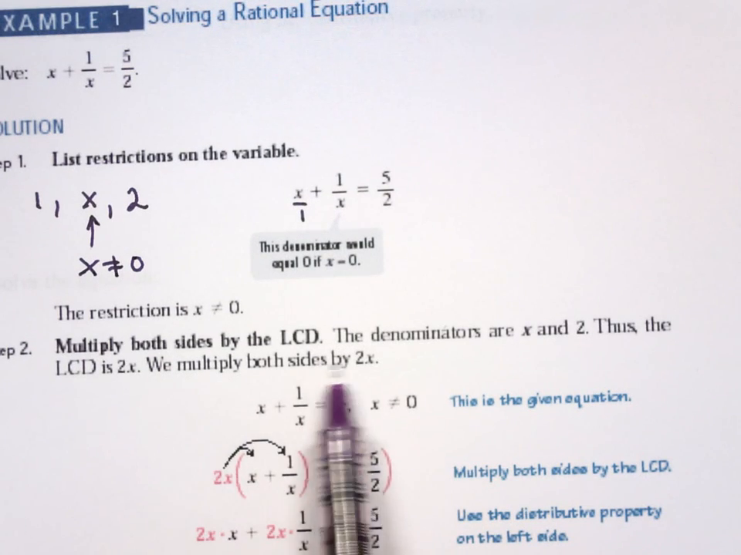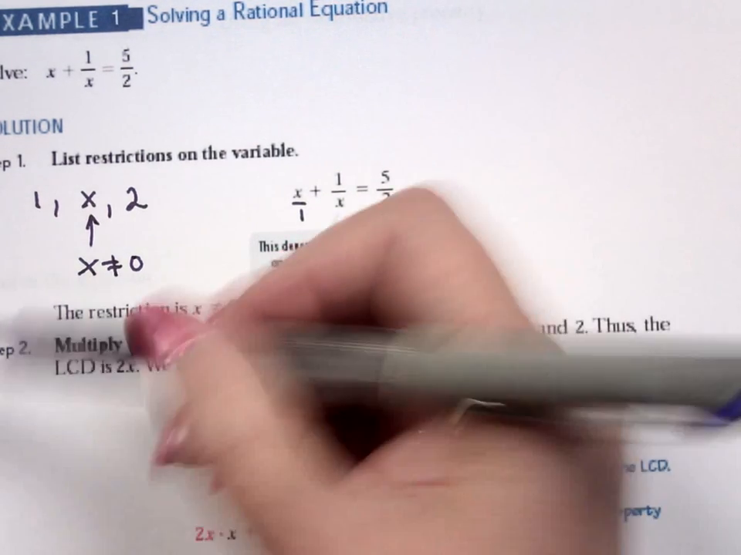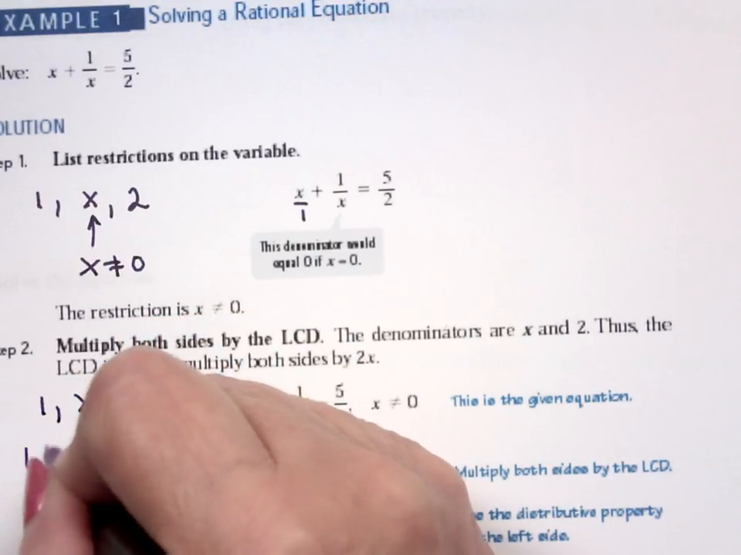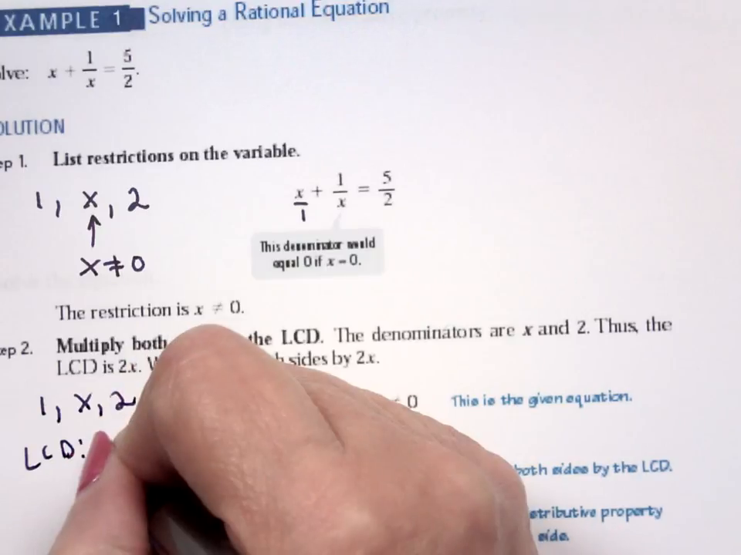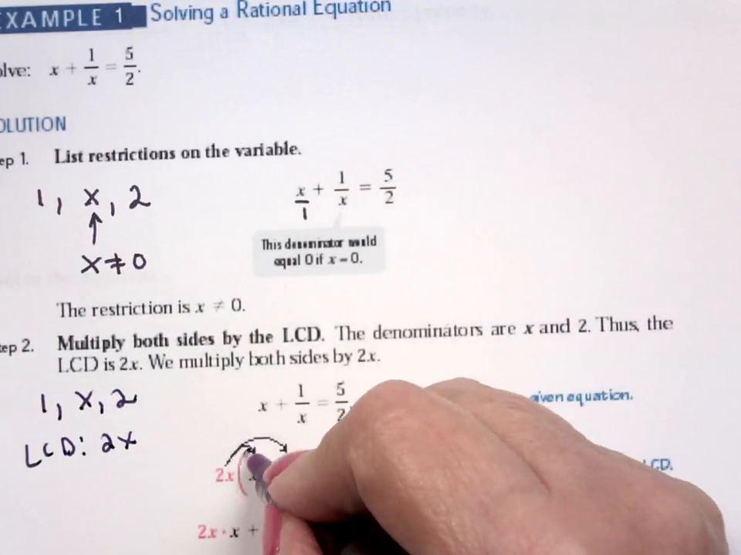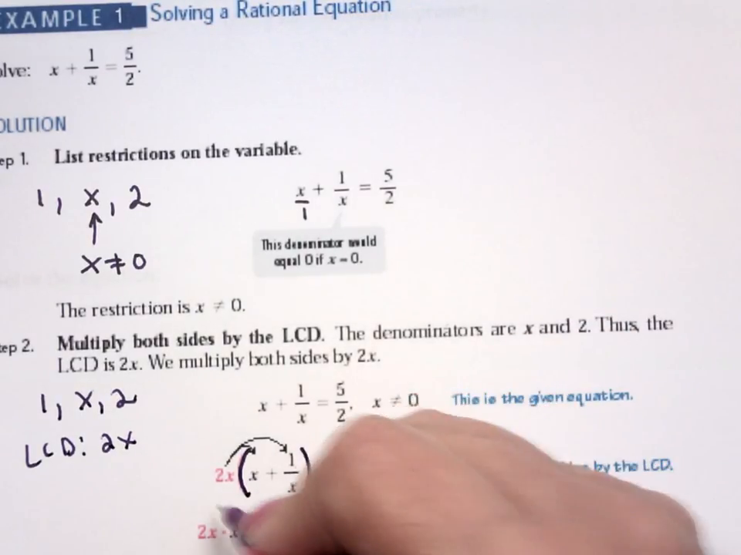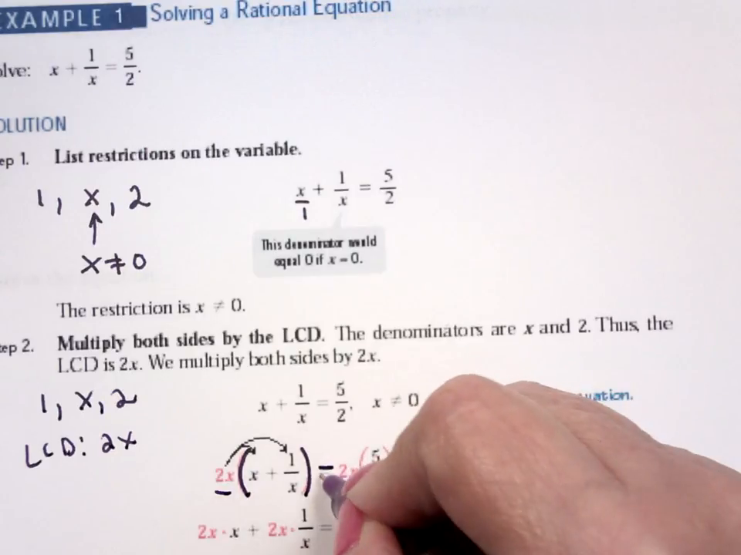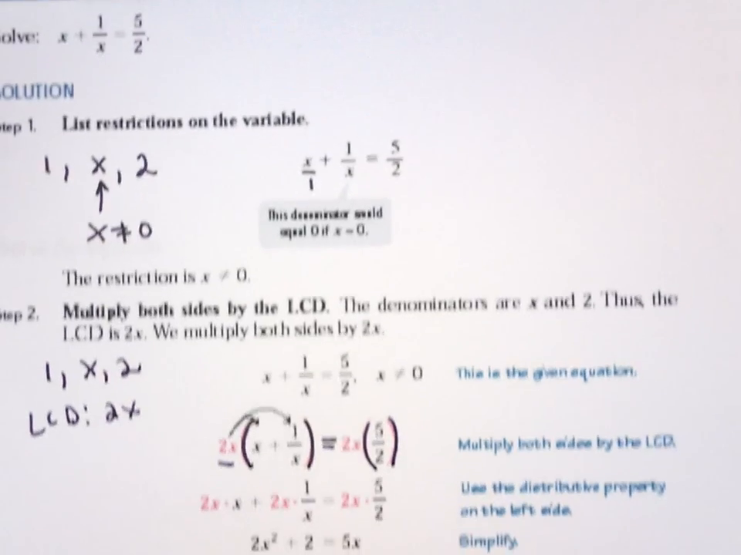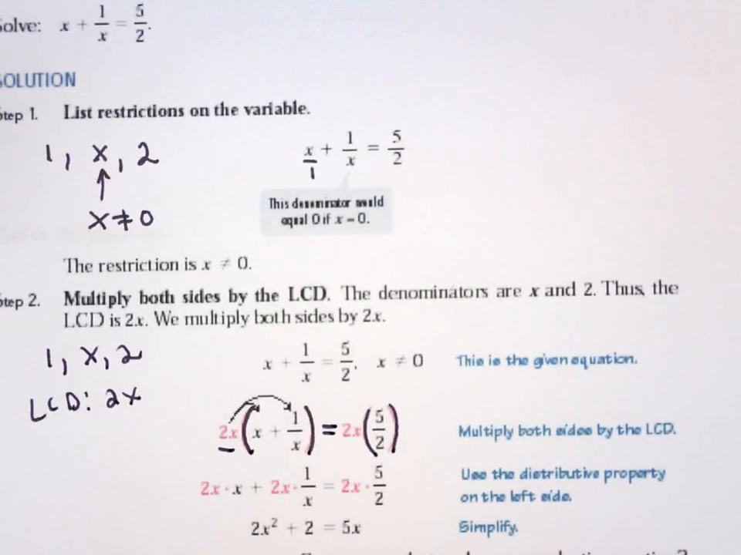Then it says multiply both sides by the LCD. Well, again, if I have 1, x, and 2, the LCD is 2x. So you take 2x. Here's the right-hand side, there's the left-hand side. With an equation, whatever I do to the right, I must do to the left. I multiply the right-hand side by 2x. I multiply the left-hand side by 2x.